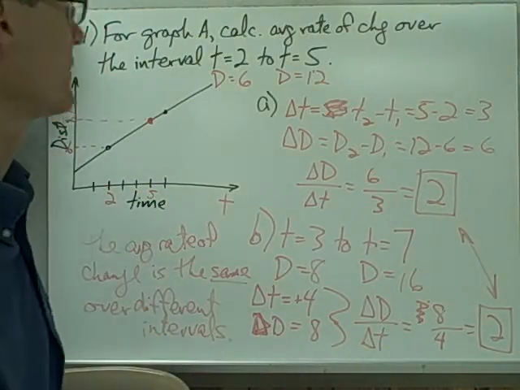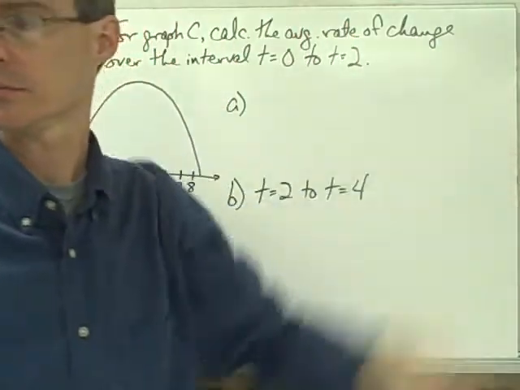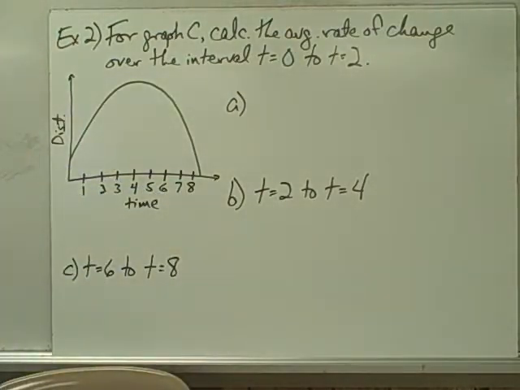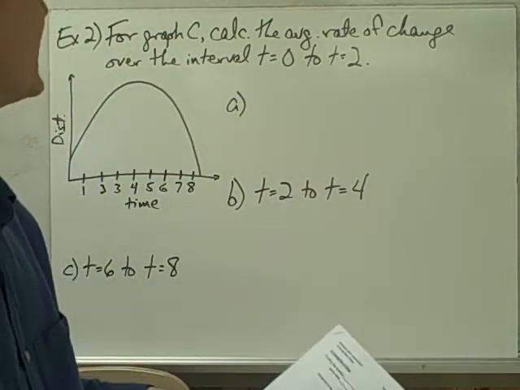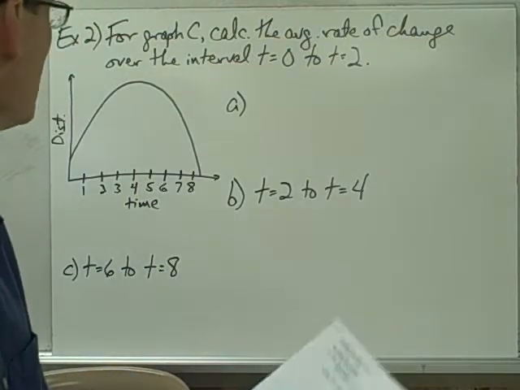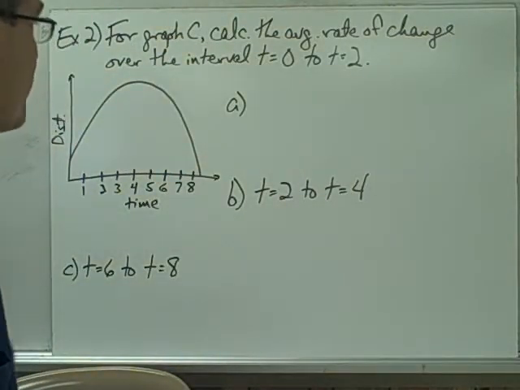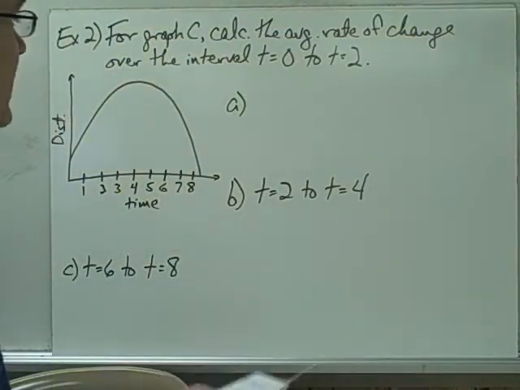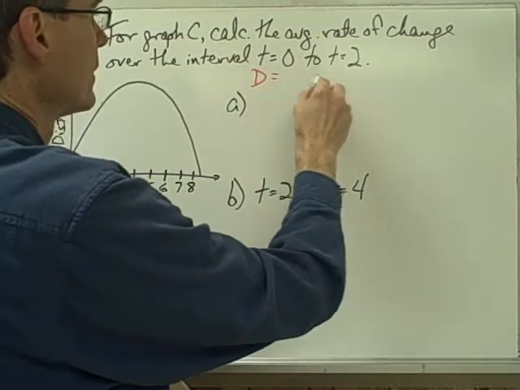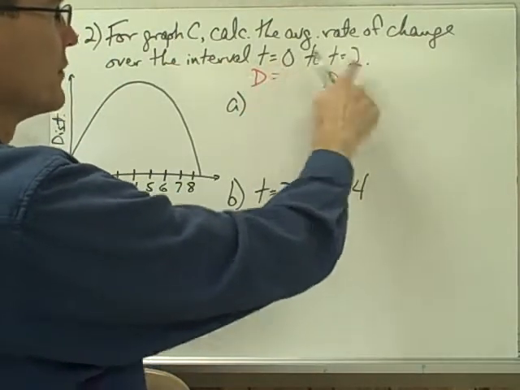Well, let's take a look at this for a non-linear function. So example number 2. For graph C, calculate the average rate of change over the interval t equals 0 to t equals 2. Okay, now here I have a different graph, and I can see it's not linear, but I'm still going to be doing the same thing to calculate the average rate of change. I want to know what is my dependent variable value for these two values of the independent variable.